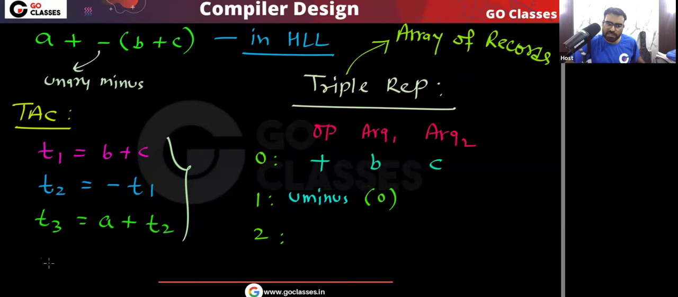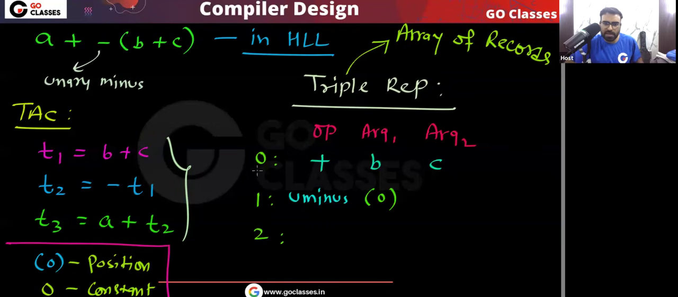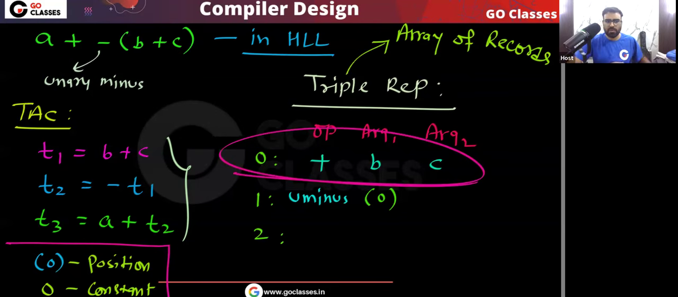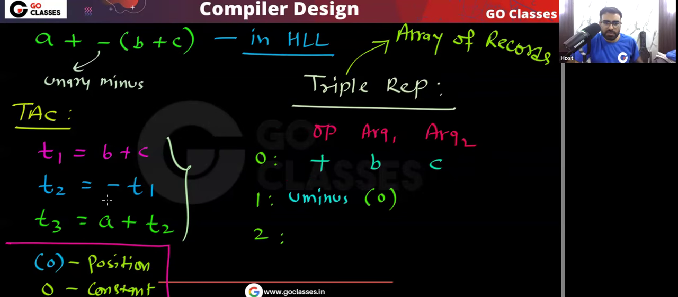Now let me tell you one more thing, why I am putting the parenthesis here. I told you in the previous lecture, when we were discussing triple representation, quadruple representation, all these things, that we use this parenthesis to denote that this is the position, this is not the constant. For example, if I directly write 0, it will be the constant. And if I put the parenthesis, it simply means I am referring to the position.